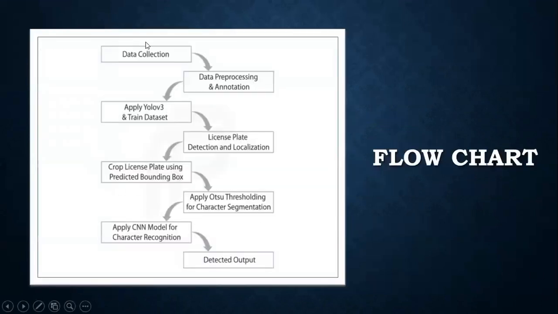This is basically the flow chart of our system. First is data collection. Then we pre-processed the data along with annotation. Then we applied YOLO V3 and trained the whole data set. Then the license plate was detected and localized. Crop license plate using the predicted bounding box. Then we applied Otsu's thresholding for character segmentation. Then we applied the CNN model for character recognition. And then we finally got our output.